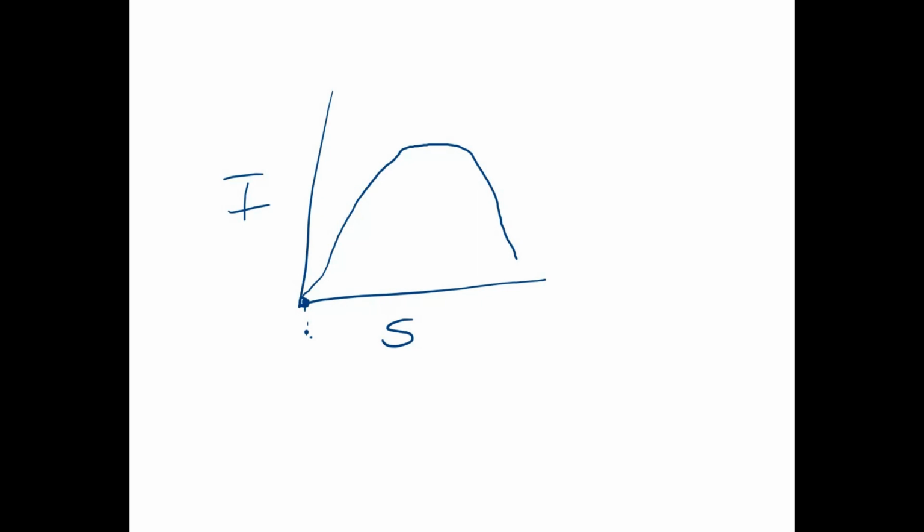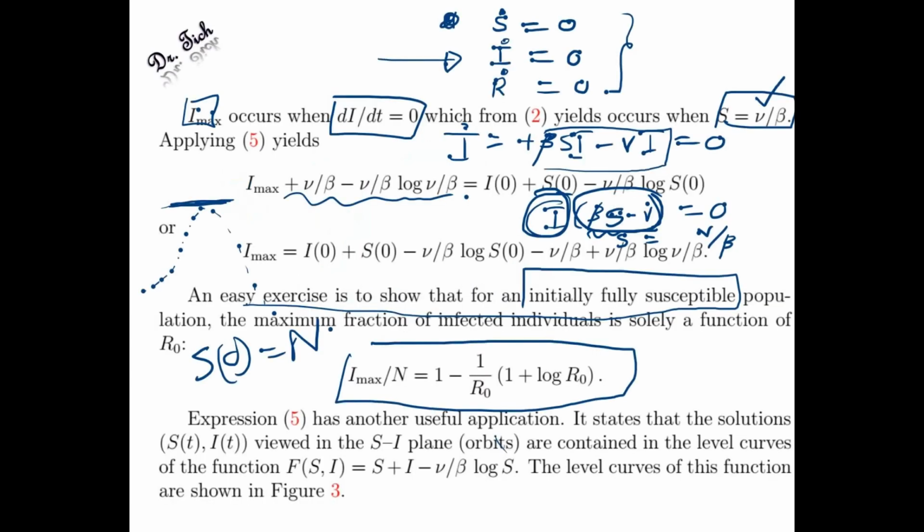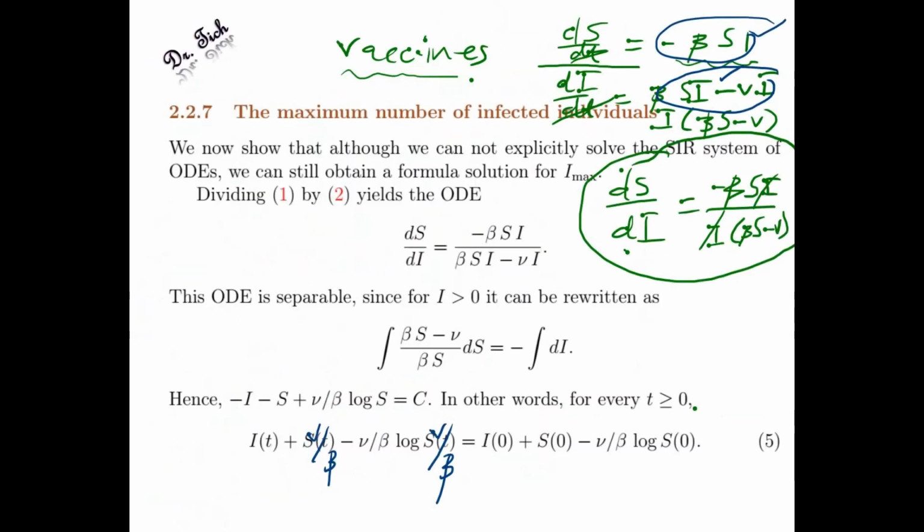So what was this all about? This was all about finding the maximum number of infected individuals, and that is important for control mechanisms, to design better control mechanisms in the event of the next outbreak.